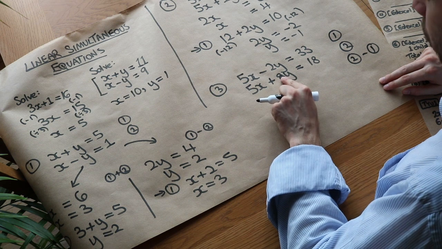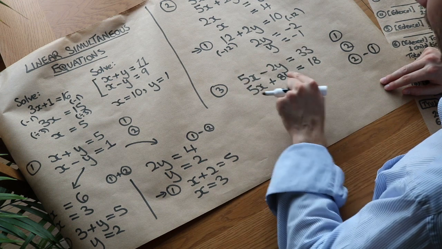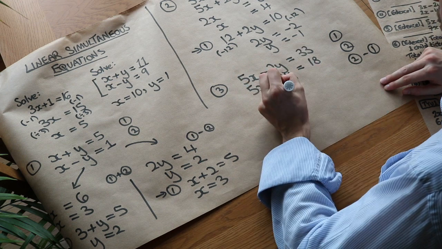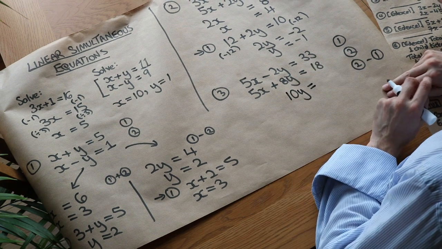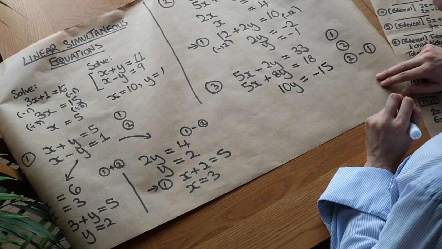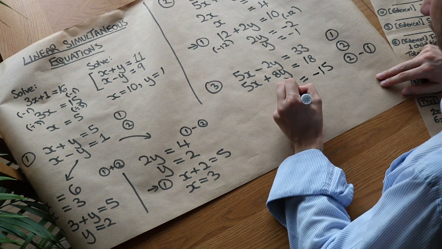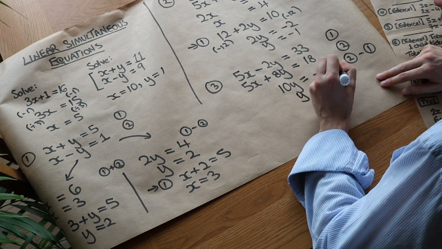Then we've got 8y minus 2y. Do you remember when you subtract a negative, you add, so it's 8y plus 2y, which is 10y. And then we do 18 minus 33, which is minus 15. Then we're going to get a fractional value this time, so we divide both sides by 10. Minus 15 divided by 10 is minus 1.5.